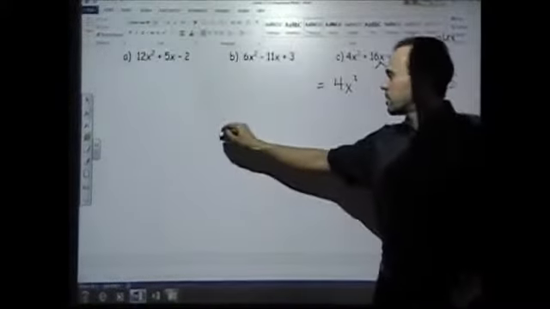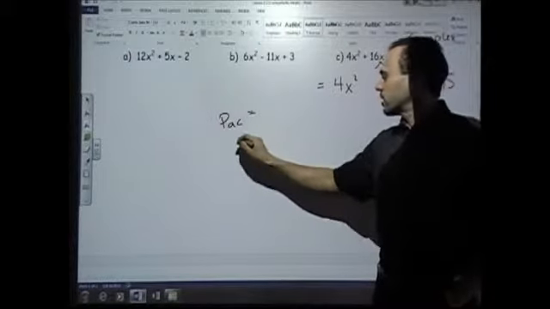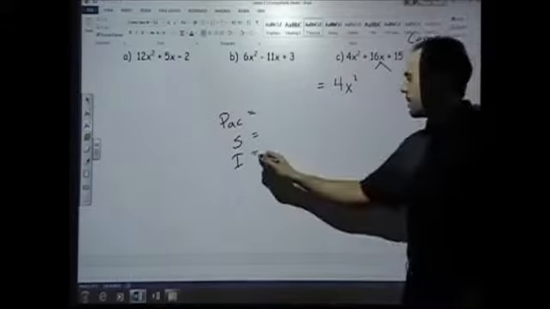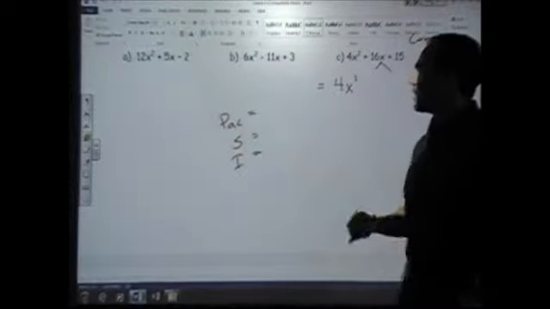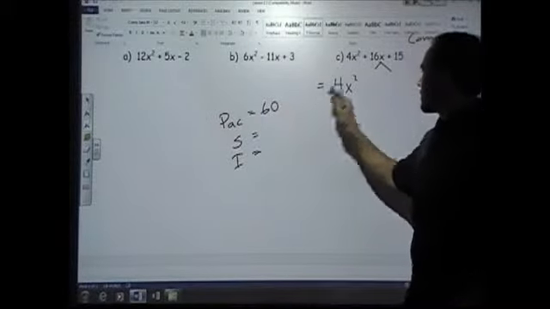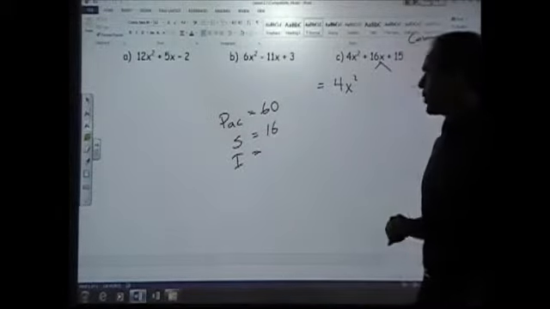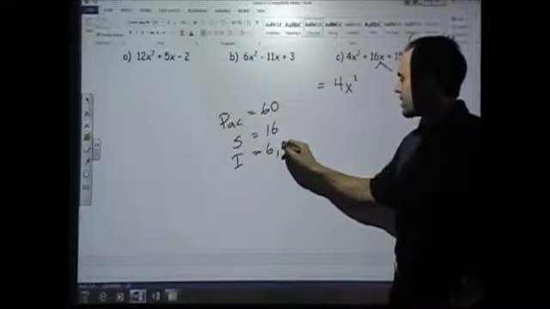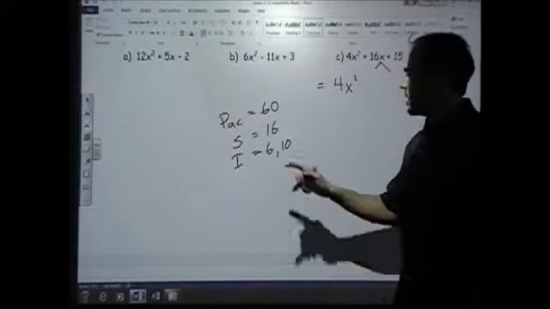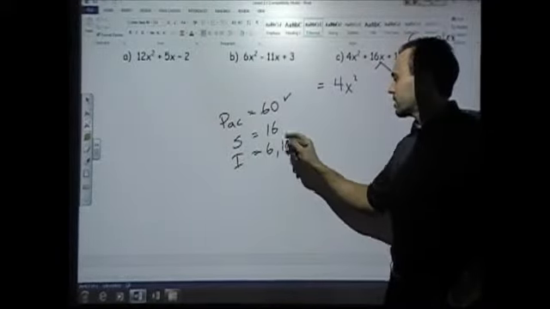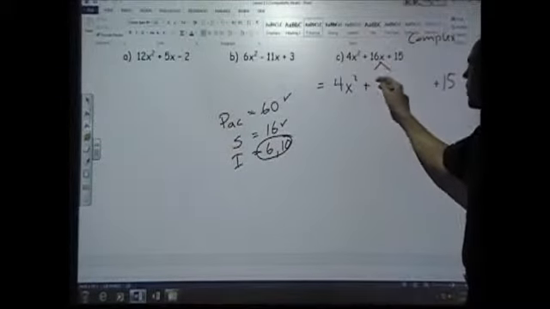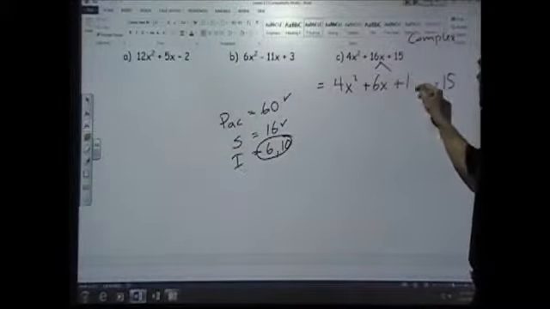I have a process to break up the middle term using product of AC, sum, and integer. So this is the process to break up that middle term. The product of AC is 4 times 15, which is 60, and the sum is 16. So this one's pretty obvious. The two numbers are 6 and 10. If it's not so obvious to you, you've got to list the factors of 60. But 6 times 10 is 60, and 6 plus 10 is 16. So those are the two numbers I'm going to use to break up the middle term: positive 6x and positive 10x.